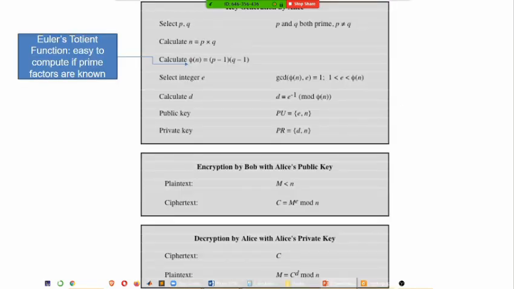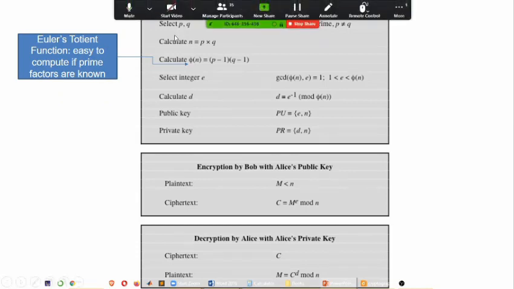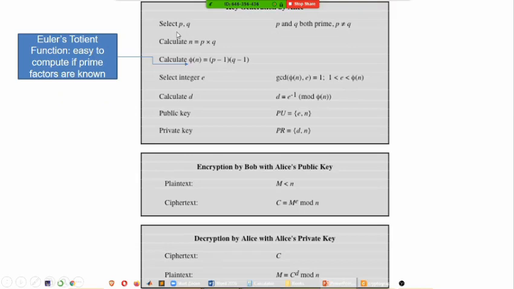Now this slide here shows the actual encryption algorithm, the entire encryption algorithm of RSA. So basically, the algorithm process goes like this. You have to go ahead and select two numbers P and Q. You need them to be prime.